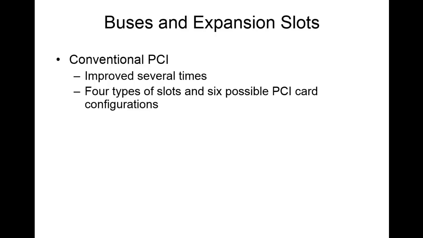Okay, now let's talk a little bit about buses and expansion slots. Now, buses used on motherboards include conventional PCI, PCIe (PCI Express), and AGP. Now, AGP is used solely for video cards. And PCI Express has been revised 3 times and is replacing primarily all other bus types.